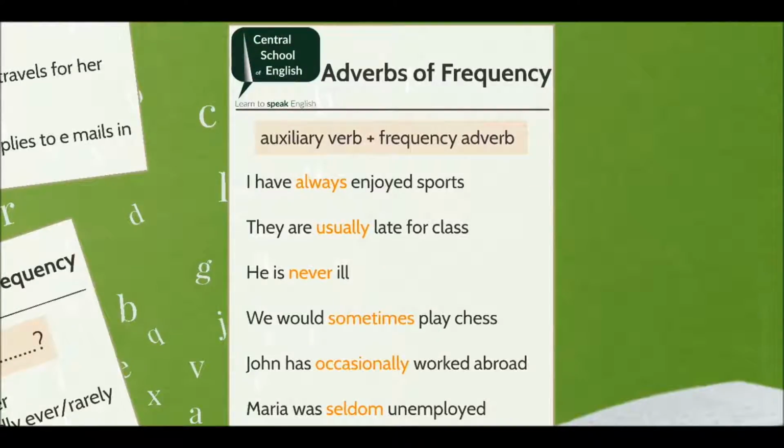When we use adverbs of frequency, these adverbs go after the first auxiliary verb. For example, I have always enjoyed sports. They are usually late for class. He is never ill. We would sometimes play chess. John has occasionally worked abroad. Maria was seldom unemployed.